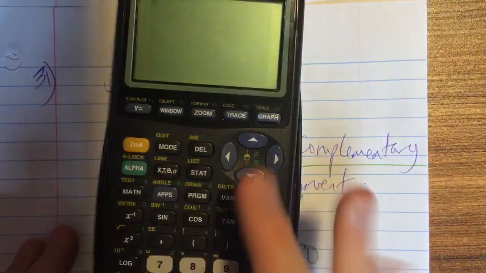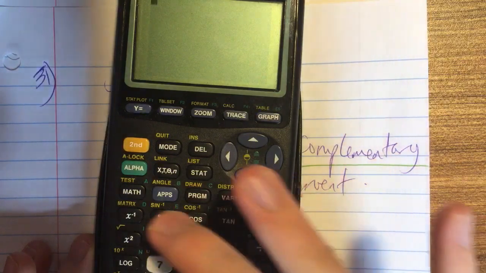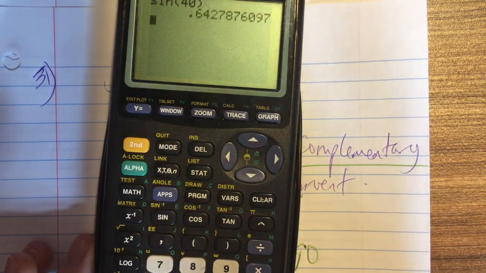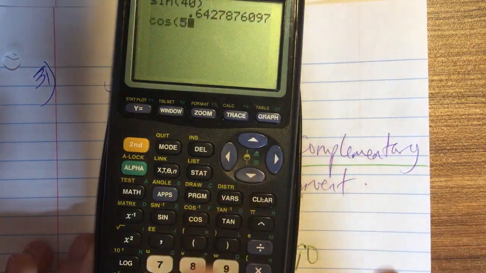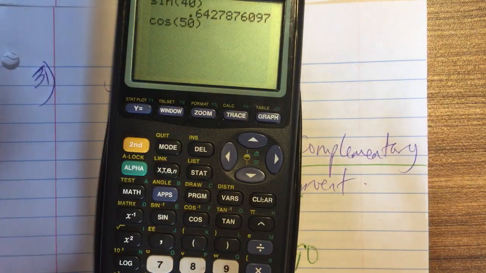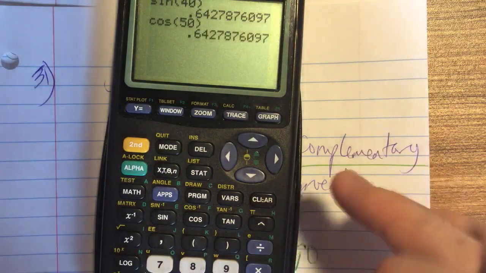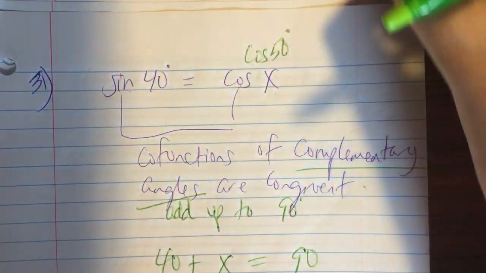First, I would see what the sine of 40 degrees is equal to on my calculator. And then I would also find the cosine of 50 degrees, which is the cofunction of the complement, and those are equivalent values, so that works.